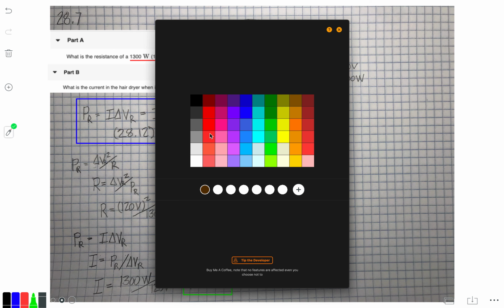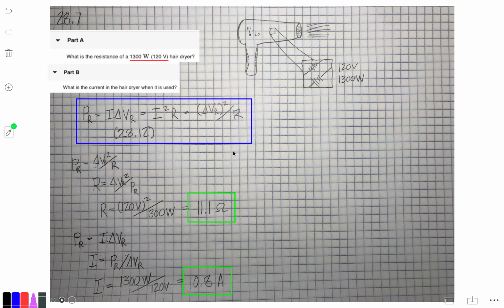Of Physics 253, Week 8, problem number 28.7. In this problem, we are asked to find the resistance of a hairdryer as well as the current when the hairdryer is used. So I've gone ahead and drawn a little diagram here of a hairdryer. I don't think it's the most helpful diagram, but I am just trying to say that there's some kind of power here as well as the resistor.